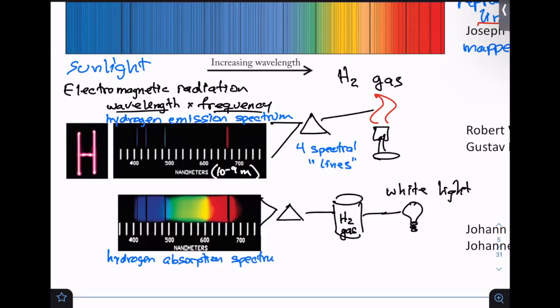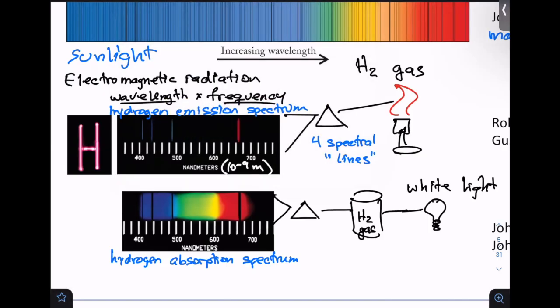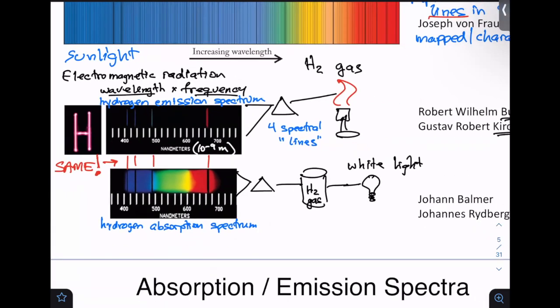What gets absorbed by the hydrogen, and the emission spectrum, what is emitted from the hydrogen gas. And you probably can already see what's going on here because I've lined these up. The 4 spectral lines from the emission spectrum completely line up with the 4 dark lines that are missing from the absorption spectrum. They are the same. Okay, and that's just for hydrogen.